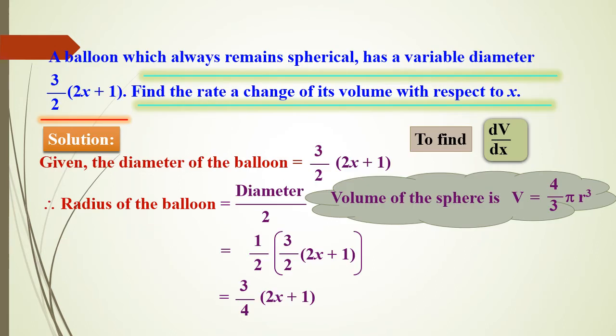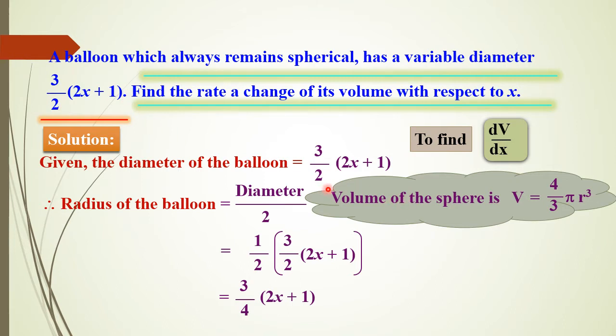In this problem, the balloon will always remain spherical in shape. Therefore, the volume of the sphere formula is considered: V equal to 4 by 3 pi r cube. Next, the diameter of the balloon is given. It is 3 divided by 2, 2x plus 1.